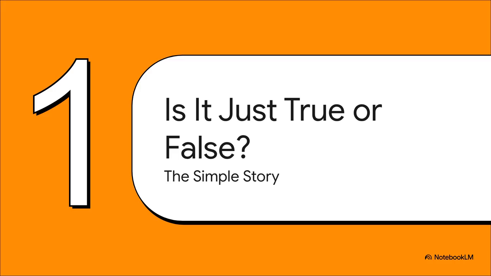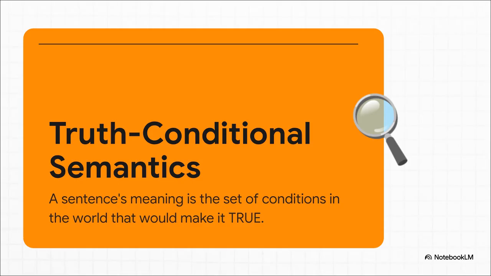This is the version of language that most of us just kind of absorb growing up. The idea that everything we say just boils down to one simple question. Is it true or not? This traditional view actually has a pretty formal name, truth-conditional semantics. And it's a very logical, very clean idea. It basically says that a sentence's meaning is just the checklist of things that have to be true in the world for that sentence to be true.